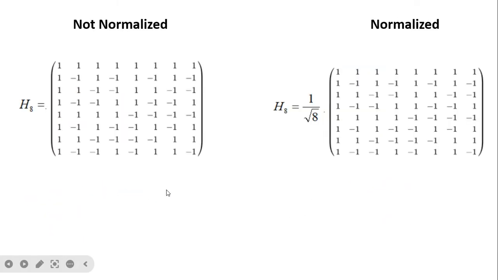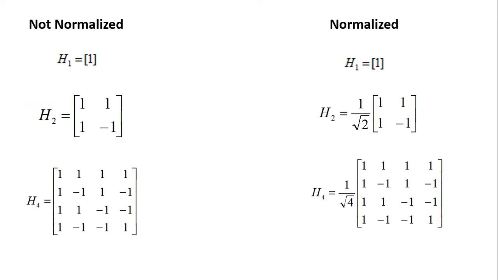Similar to H2 and H4, we can write down H8 also. For H8, for normalization we multiply by 1 by square root of 8. Similarly, we can generate the next, H16, then H32, H64, and to generate them we can use a recursive equation for the Walsh Hadamard matrix. During calculation, sometimes we use the not normalized form and sometimes the normalized form. Either form can be used, only the multiplication factor needs to change.